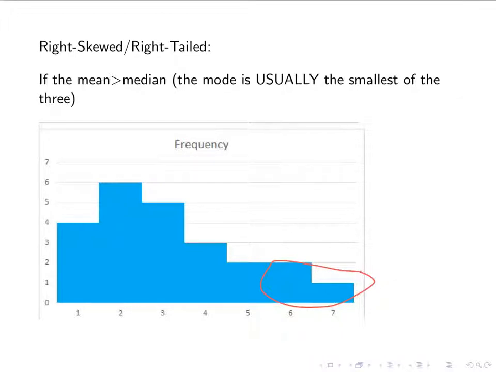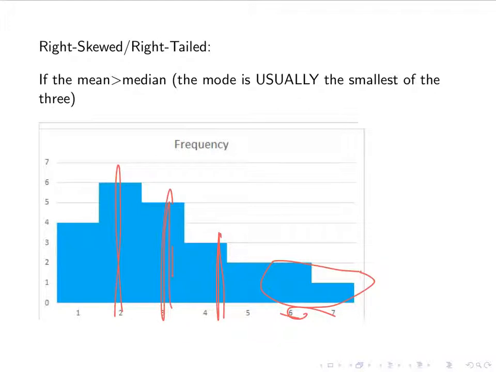In this case, the mode is the 2. The mean is bigger than the median because of the outlier. These 6s and 7s are bringing the mean up, so the mean might be somewhere over here, and the median is somewhere in the middle, so the median could be somewhere over here. So again, it's right-skewed, right-tailed, because the extra bit is on the right.